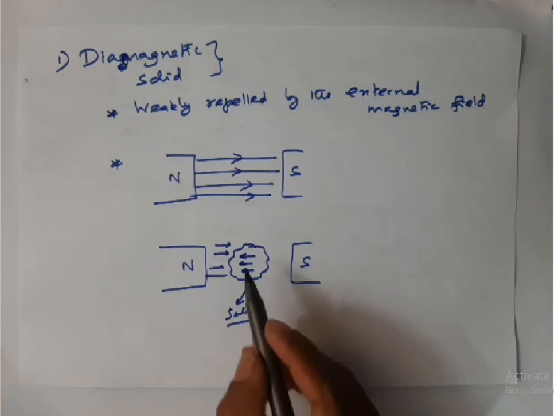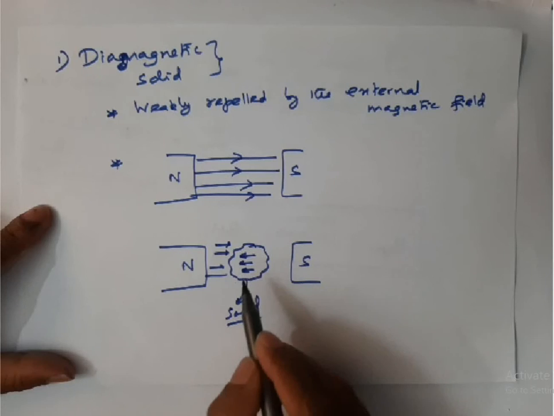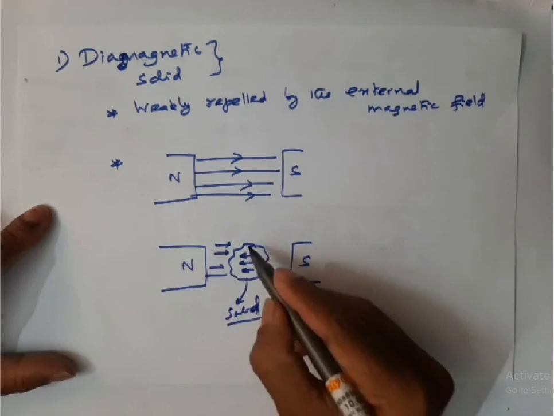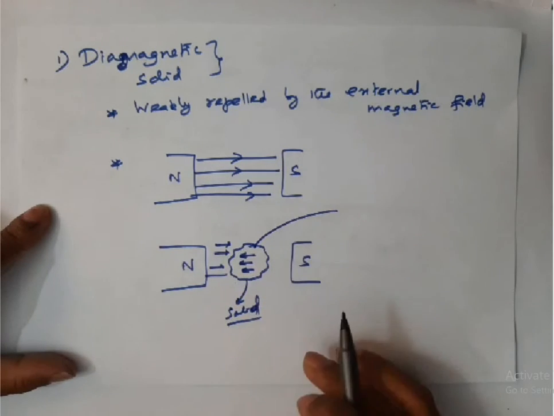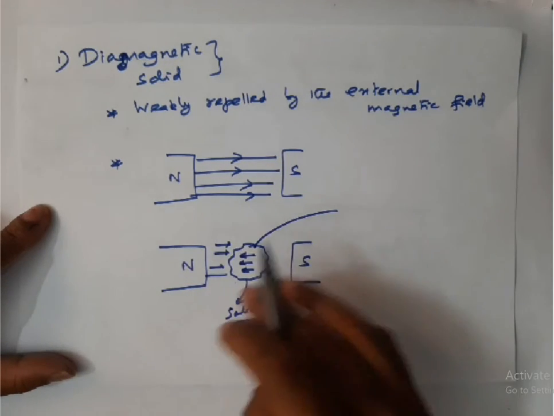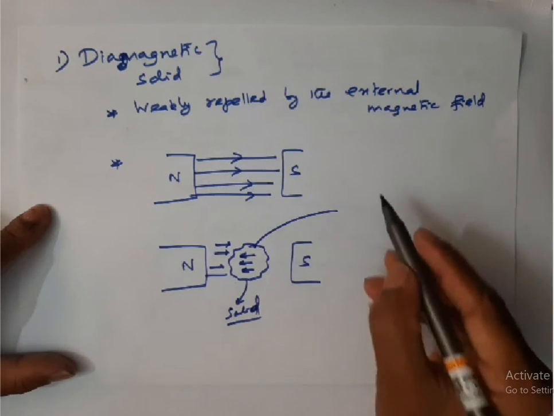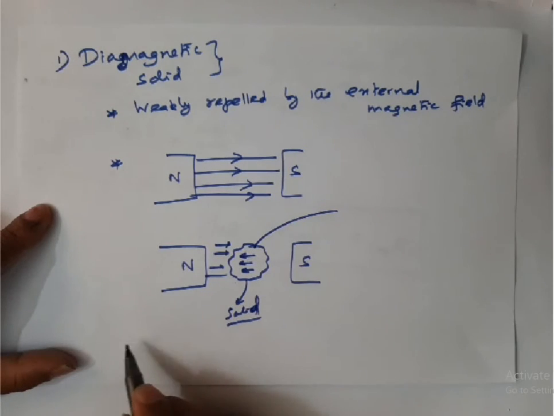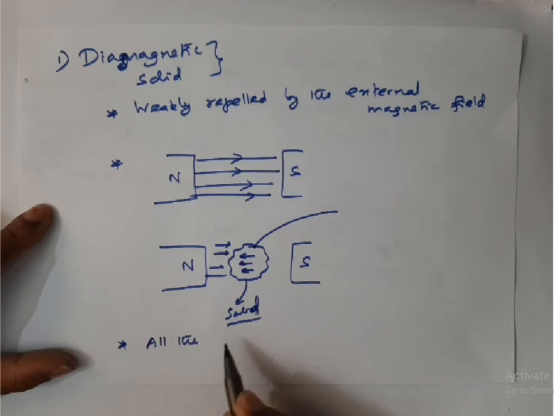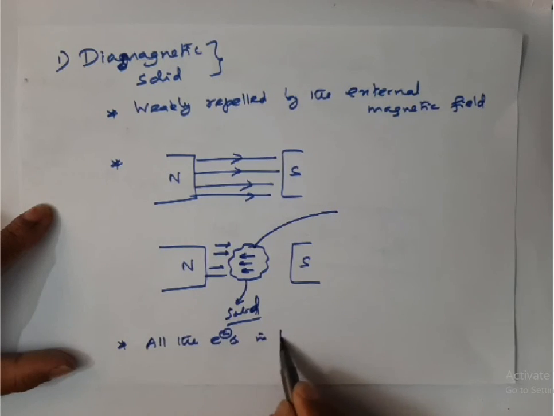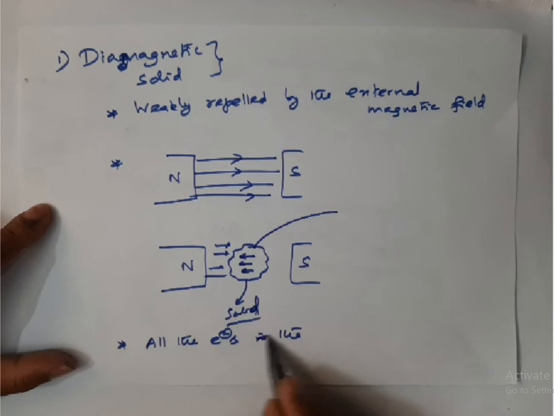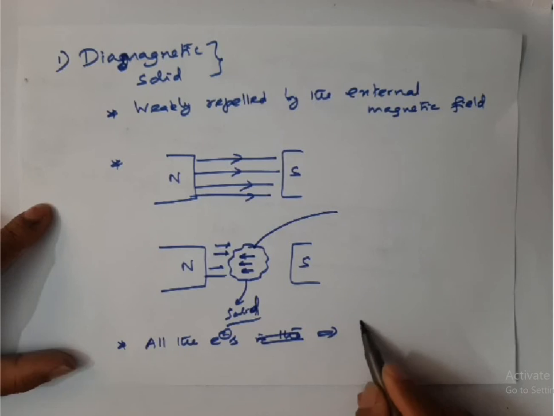A solid will show this type of behavior, opposing when you keep it in a magnetic field, if all the electrons in the atom are paired. All the electrons in the solid or atom exist as paired electrons.